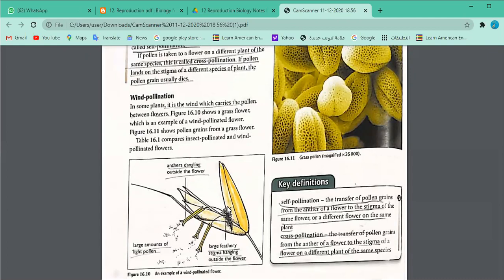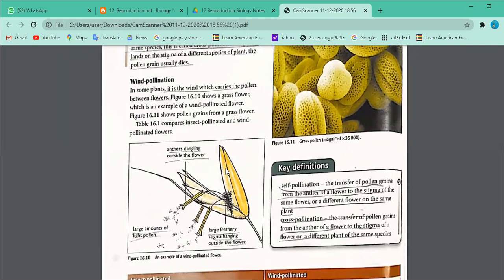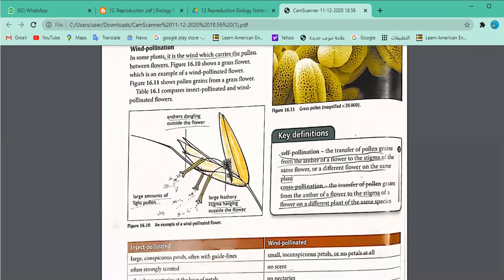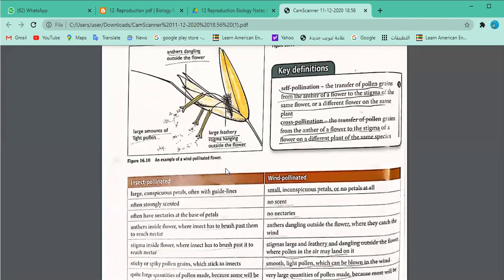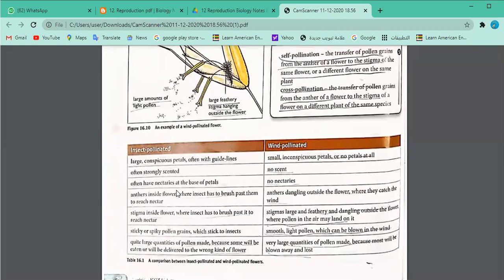And it's not that attractive as well. You could see here, it doesn't have any guideline, no colors. This is common in grasses that grow as weeds, and it is very specialized. So now you can easily differentiate. If you're asked to differentiate between different ways of pollination, what the characteristics or qualities are, how do they differ? The look of the flowers or the shape of the plants in insect pollinated and wind pollinated.